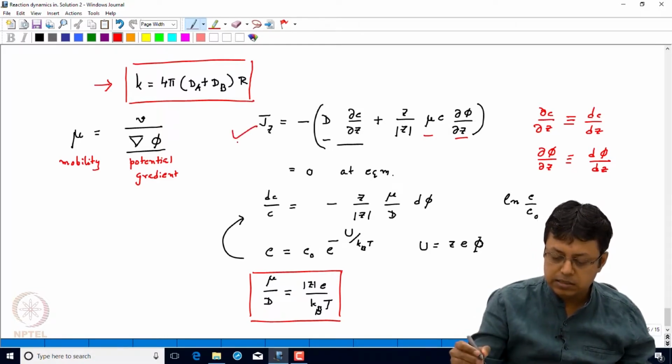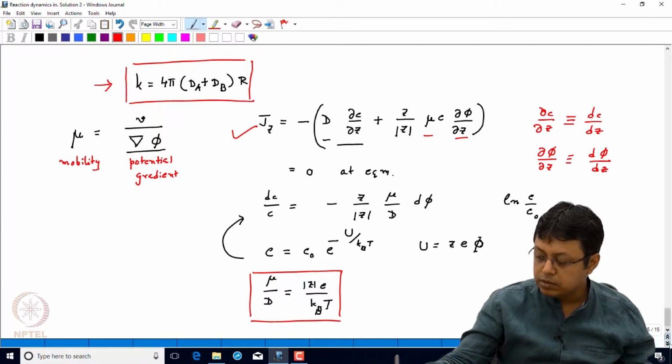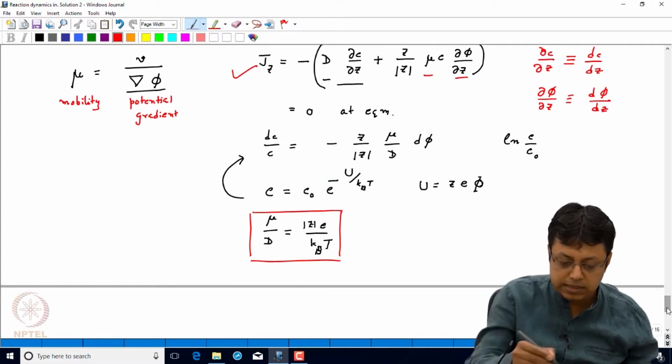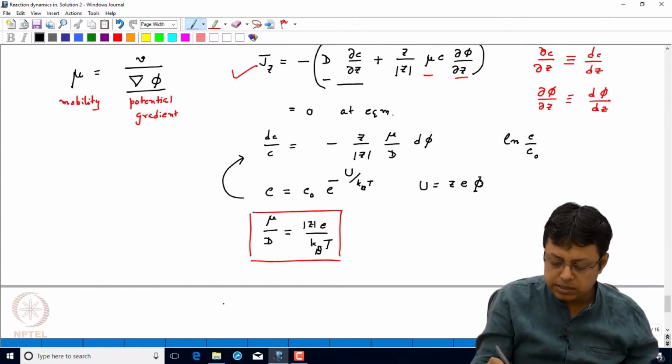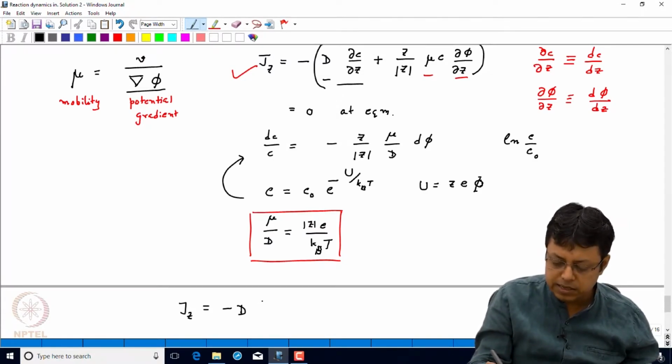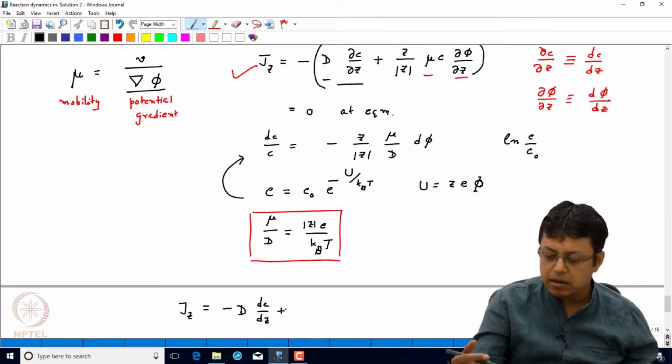So you can rewrite this equation. Let us follow the first equation, which was the Z component of the flux, which is nothing but minus D into del C del Z, I can write it as right now dC dz, plus I had Z by magnitude of Z, and times mu C into d phi dz.